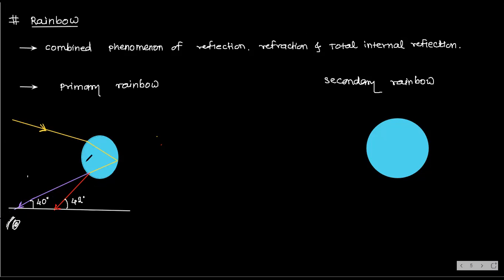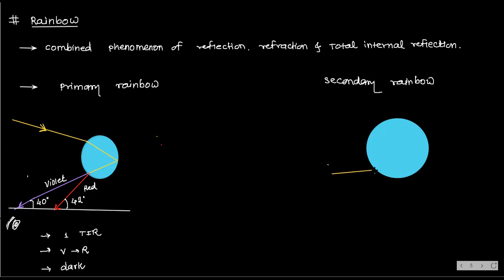Okay. And what is this color? Violet, and this color is red. In between, all colors are going to exist. That is what your rainbow is. So how many times does total internal reflection take place here? One time. So I am writing one more point here. Only one total internal reflection takes place, and colors are from violet to red, and color intensity is dark.